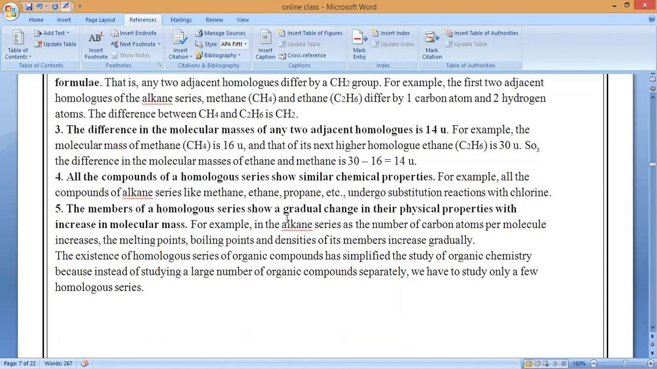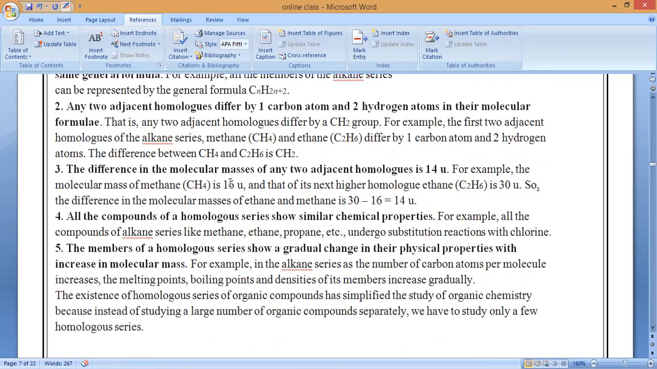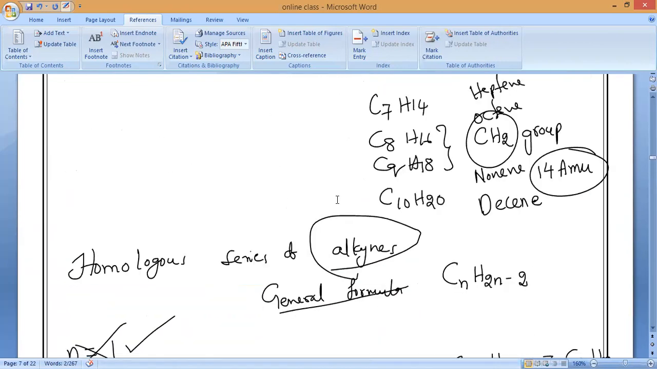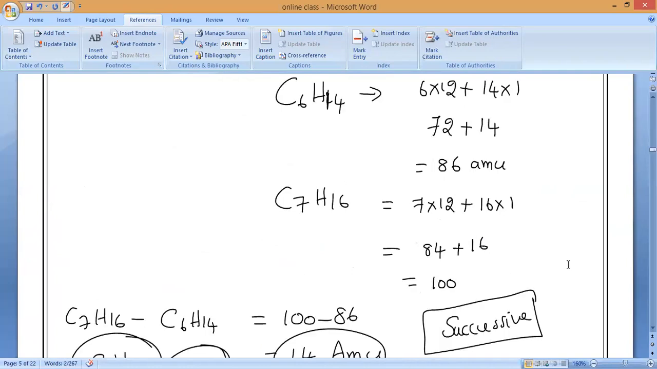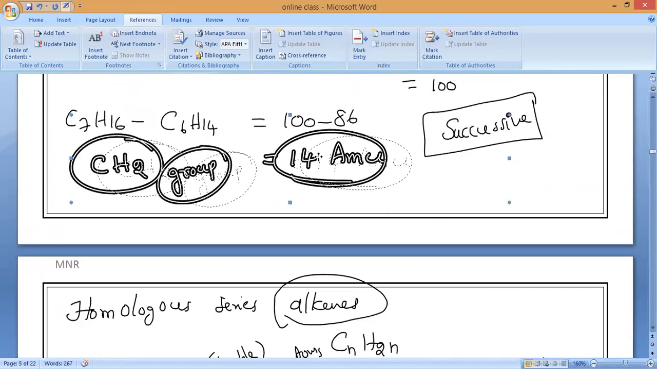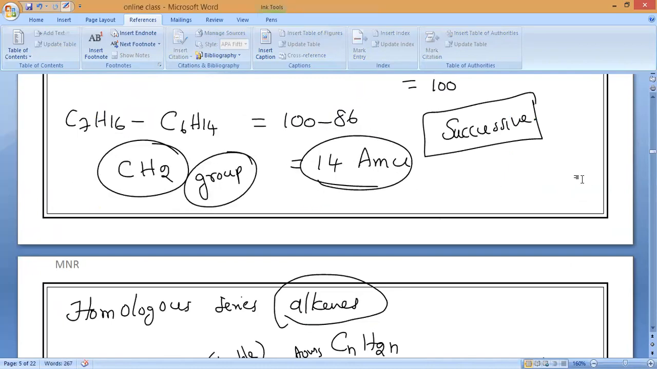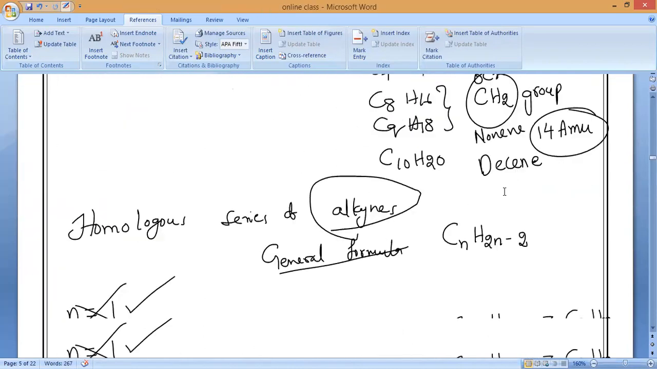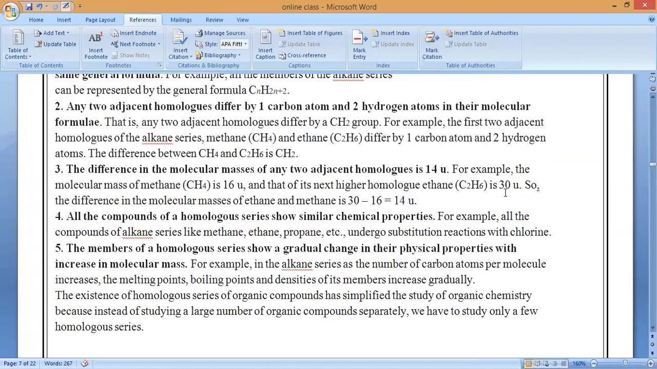Is it okay, everybody? Yes, please. So please learn these 5 characteristics. Nothing new, what we studied is the same. Second point, varies by CH2. Third point, varies by 14 u. Just now I taught you the difference. Here you can see how it varies by 14 u successively. The same thing is represented in the form of words. Nothing is big. So please learn these 5 points. Understand, everybody?